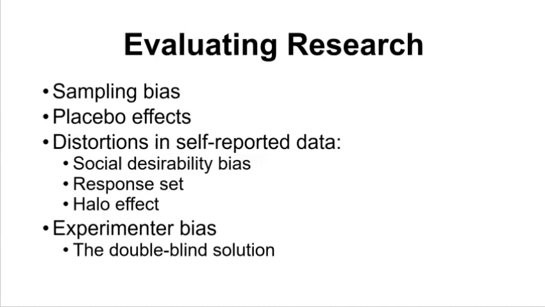Moving on to placebo effects, when a participant's expectations lead them to experience some change, even though they receive empty, fake, or ineffectual treatment. So for example, when subjects are cured by a sugar pill. Additionally, it's common to find distortions in self-report data through social desirability bias, or a tendency to give socially approved answers to questions about oneself.